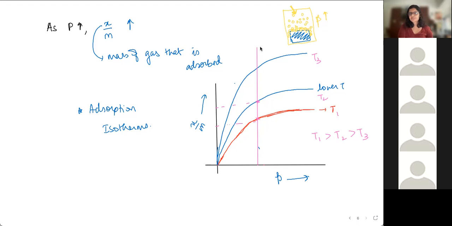At a specific pressure, if I compare the quantity that is adsorbed at different points: at T1 temperature, it was this much. At a lower temperature, T2, it actually increased. It became this much. And if I decrease the temperature further, I get this sort of value, the curve will come here. So as temperature increases, the quantity adsorbed decreases.